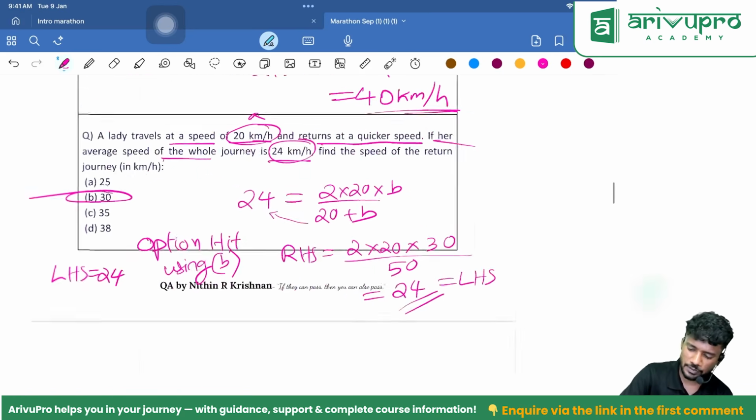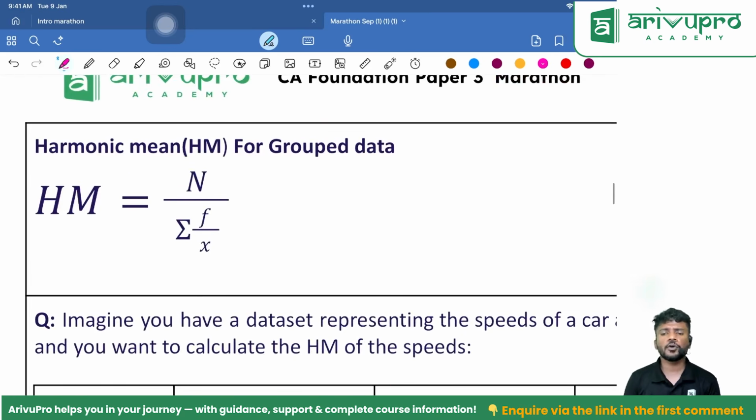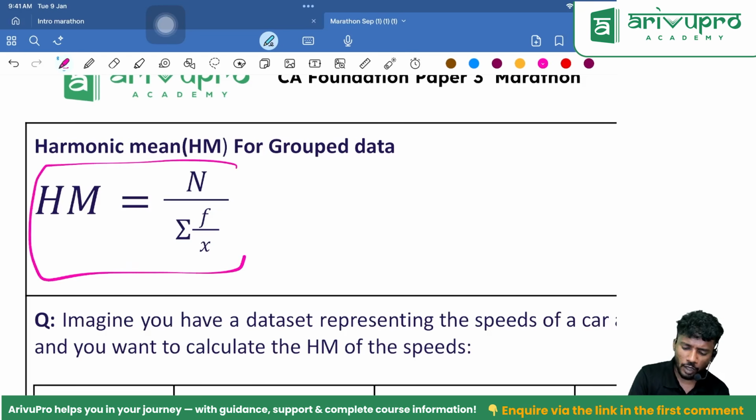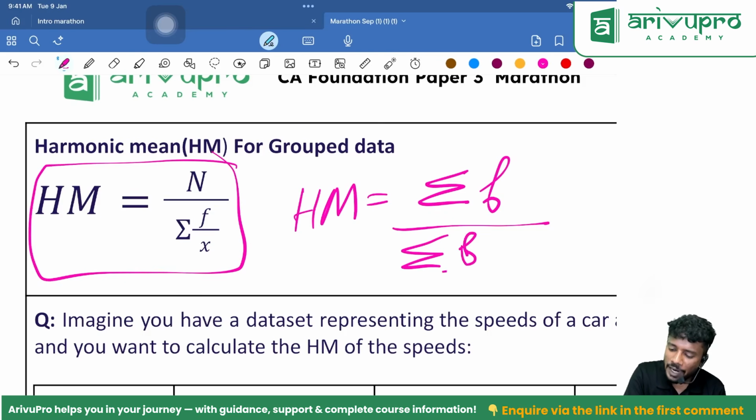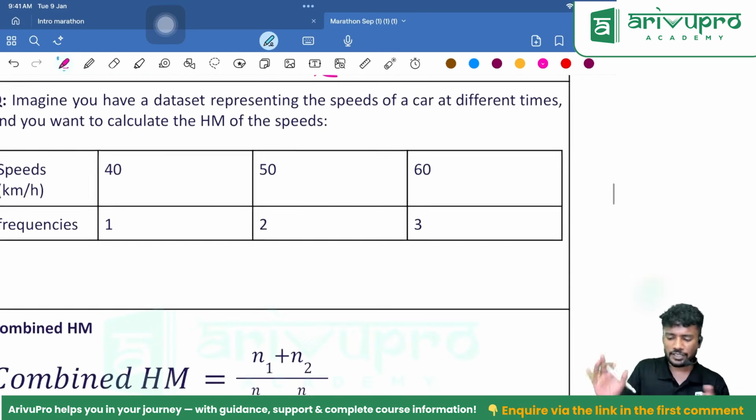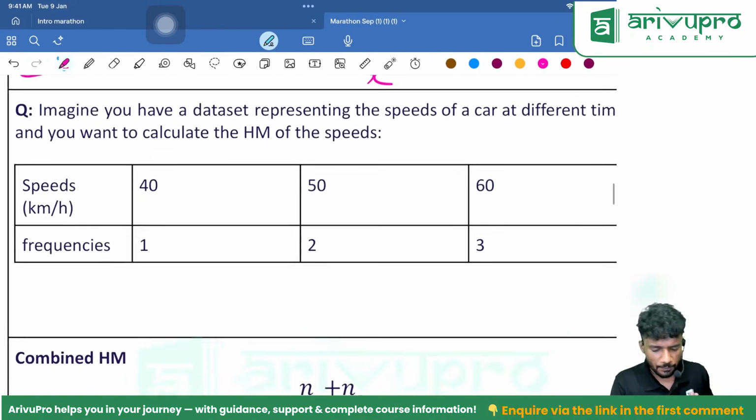Okay. Now harmonic mean for grouped data. There is a formula for grouped data for harmonic mean. HM is equal to sigma f divided by sigma f by x. That means frequency divided by x value. We need to add everything and write it in the denominator. Okay, look here. We will solve this question.